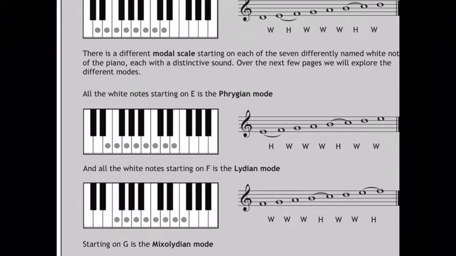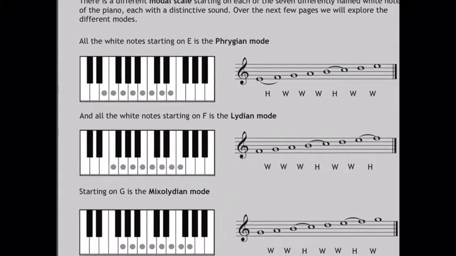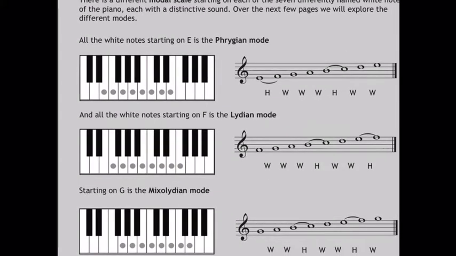The Phrygian mode always starts on scale degree 3 of the key signature. Next we have Lydian mode. Lydian mode starts on scale degree 4 of a key signature. So if I ask you to play an F Lydian scale, you're going to go from F to F using the key signature of C major. Okay, so an F Lydian scale.